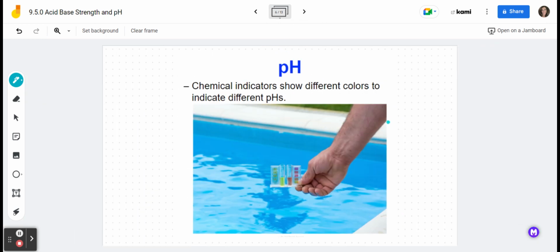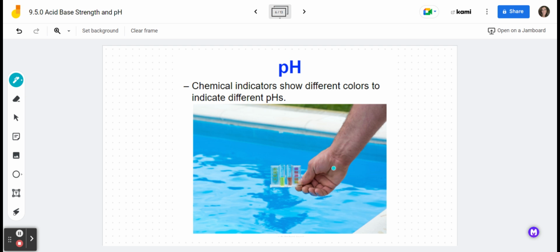pH can be measured by chemical indicators. So we have lots of different chemical indicators. We have things like papers, we have liquids. We also can use pH meters. Those will give you more accurate readings. A lot of these are just going to give you some colors, so you can just match up to a known range and figure out what pH you have.